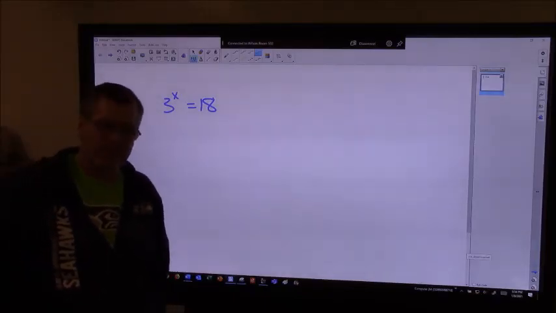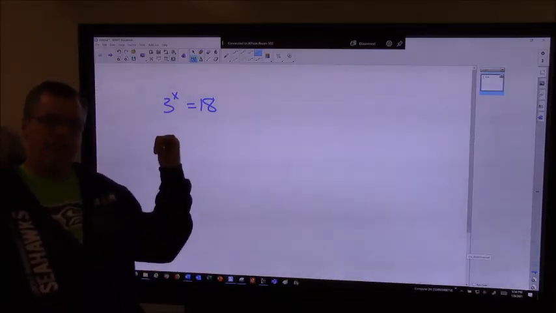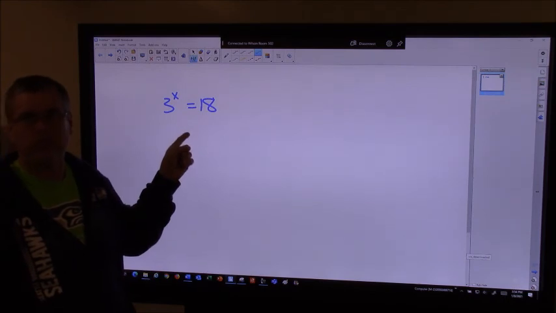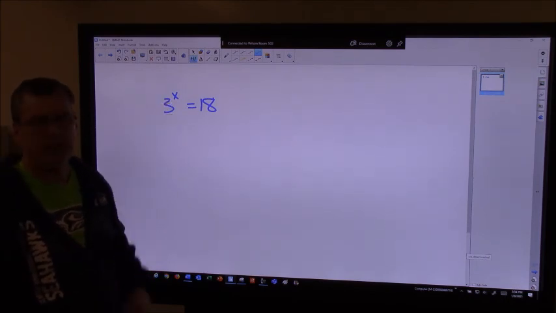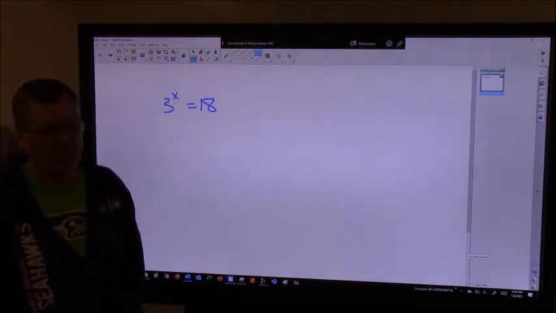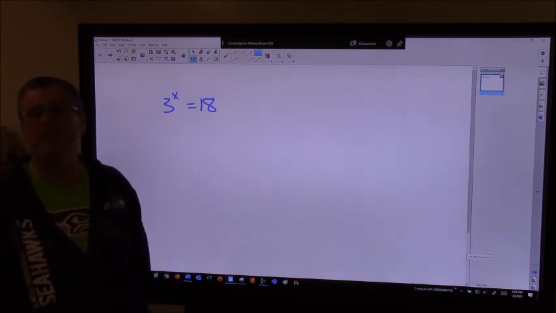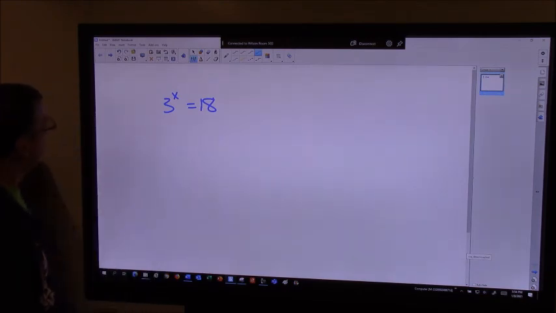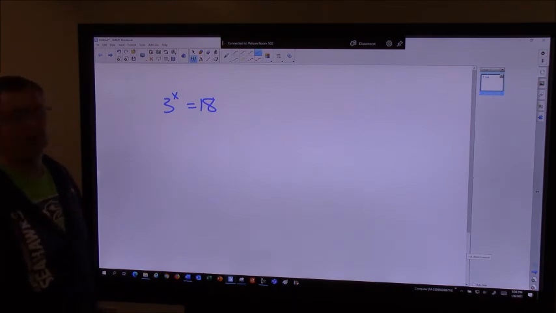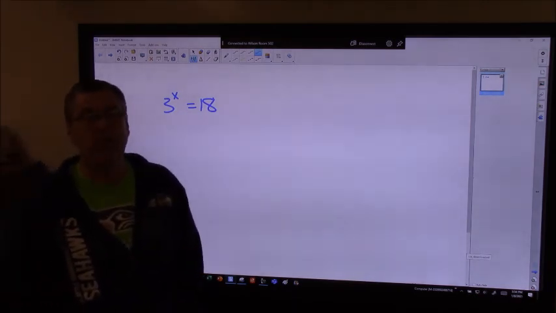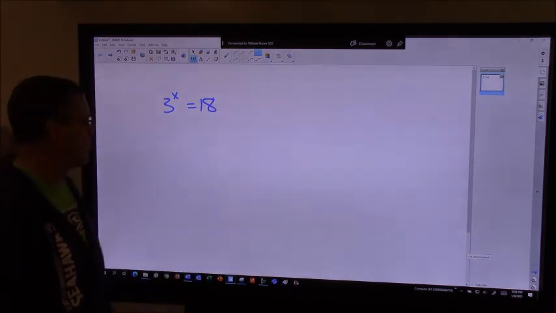Everybody, Mr. Judson here. So last Friday or Thursday we did this problem right here and we tried to figure out what that exponent was. And I think it was something like 2.631, something like that if I remember right. And I told you we would learn another way to be able to do that. So I'm going to show you something here.